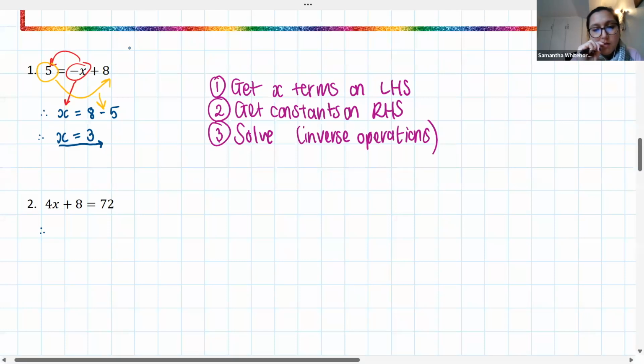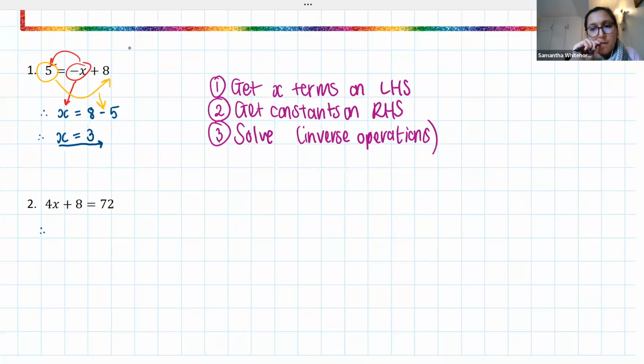Then I remembered the rule that you said, we need to solve for x. So we have to divide any coefficients that we have. So I said 4x divided by 4, and then I said negative 64 divided by 4. Then x alone was equal to 16.